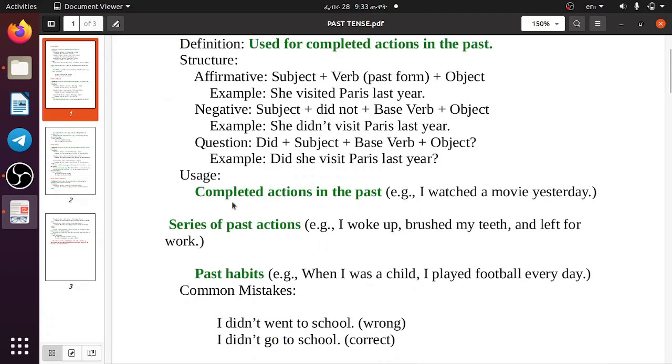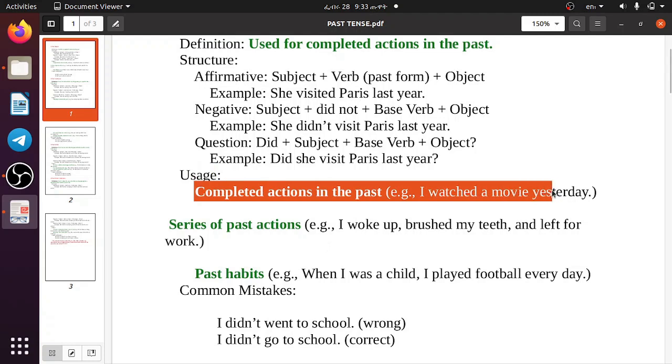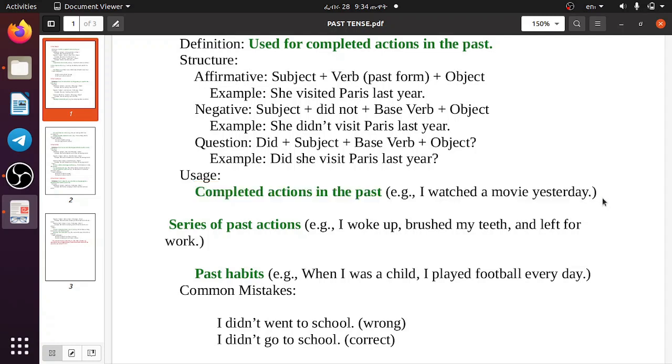When we see their usage, for example, this is the first usage of simple past tense: completed action in the past. For example, I watched a movie yesterday. Watched is a past form of watch, and movie is object, and yesterday is time indicator. Yesterday means it is in the past.